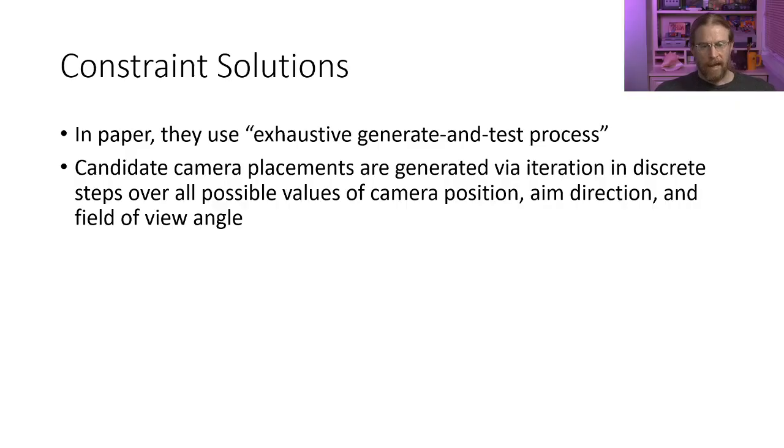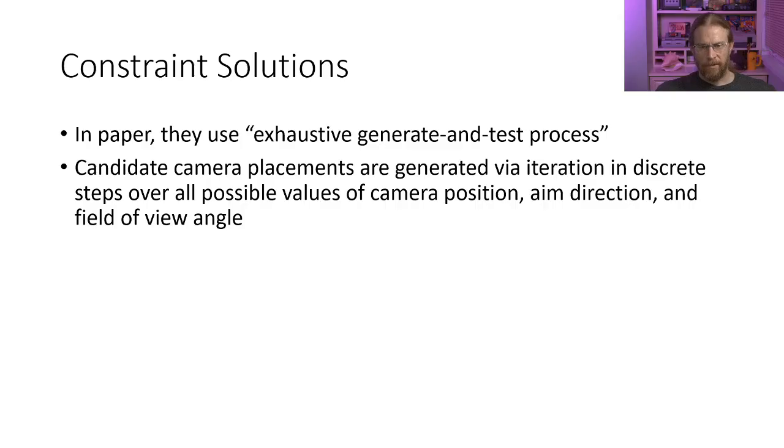So in terms of how you go about finding these specific points, in the paper they use an exhaustive generate and test process. In other words, it's a brute force approach. They just try lots of approaches, moving the camera to different discrete steps of all the different possible values of camera position and aim direction. So like move here, try turning a little bit, try a whole bunch of different flavors of it. So, again, it's brute force, computationally challenging, I guess, and lots of stuff that needs to be done.